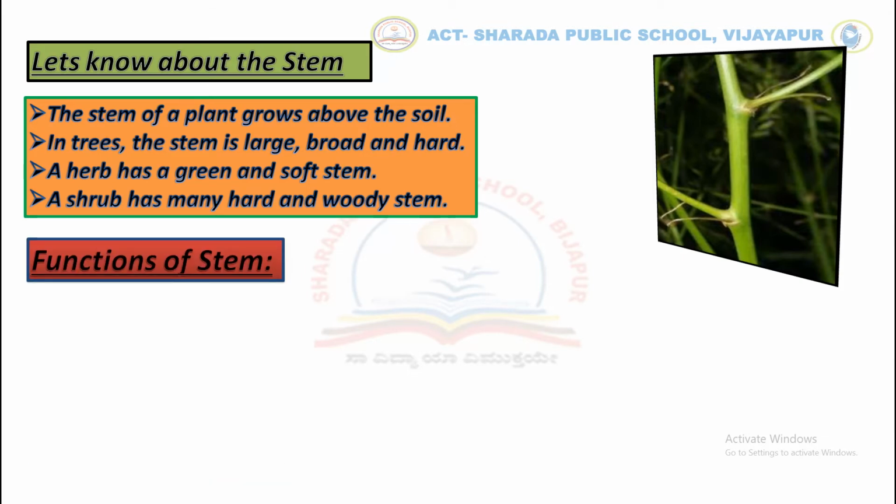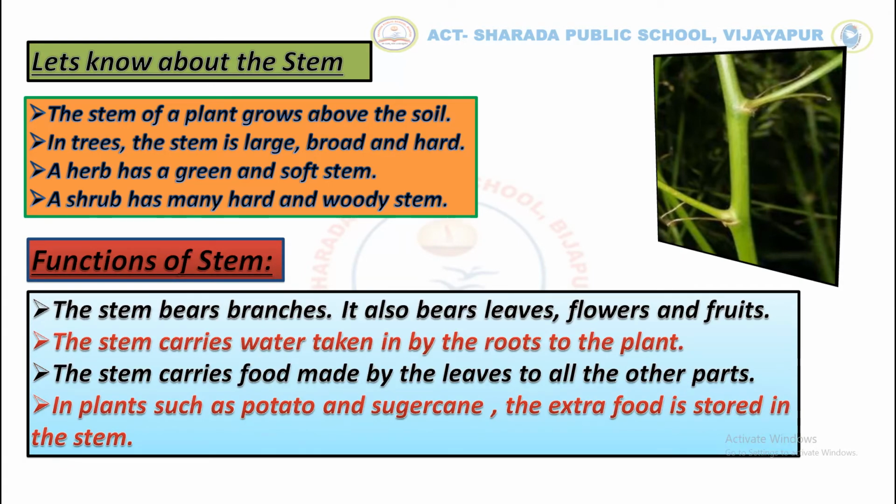Functions of stem. The stem bears branches. It also bears leaves, flowers and fruits. The stem carries water taken by the roots to the plant. The stem carries food made by the leaves to all the other parts. In plants such as potato and sugarcane, the extra food is stored in the stem.